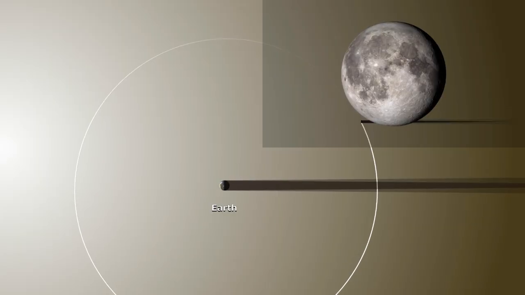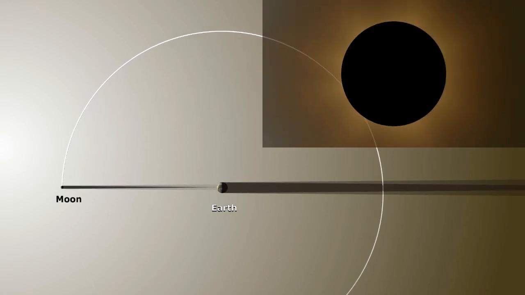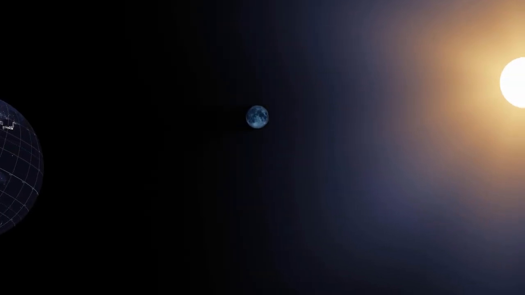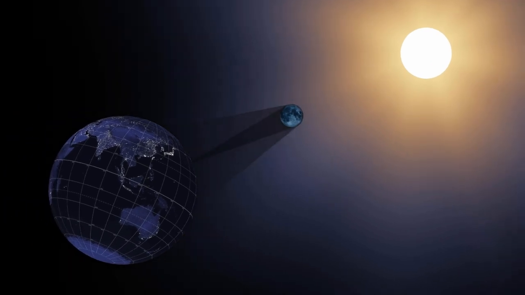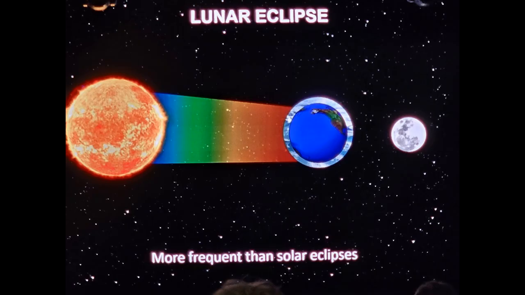Eclipses only occur when the Sun, Earth, and Moon are all in a straight line, also known as syzygy. Solar eclipses occur at new moon, when the Moon is between the Sun and Earth. In contrast, lunar eclipses occur at full moon, when Earth is between the Sun and Moon.